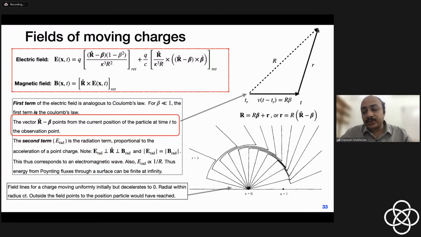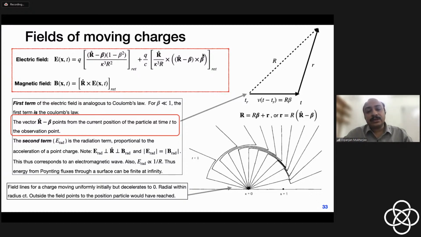At your actual time of observation, the charge might have reached here, but you will only see what the charge was doing at an earlier time, and that is defined by the path length and the time taken by the light to travel from this point to you. That is why it is called a retarded time. These are all more advanced concepts. You will learn more in your masters, if not later. But what is important to understand here is the nature of these terms. The first term of the retarded electric field varies as 1 by r square.